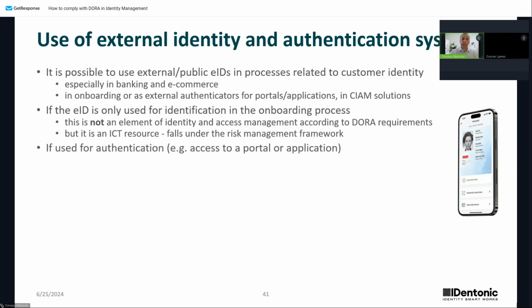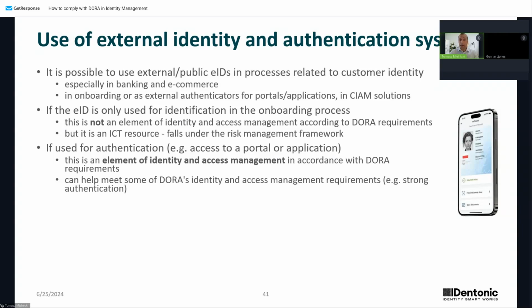But if you use the EID scheme, for instance, bank ID or another kind of digital identity wallet, and it's used for authentication, like accessing your portal or application for your customers, this is an element of identity and access management in accordance with DORA. You need to treat it like this. And at the same time, of course, it can help meet DORA requirements. So if you have strong authentication, users authenticated, accessing some remote access, actually, you remember there is a requirement for the remote access to your resources. You need to use strong authentication. So if it's based on EID, that's fine.